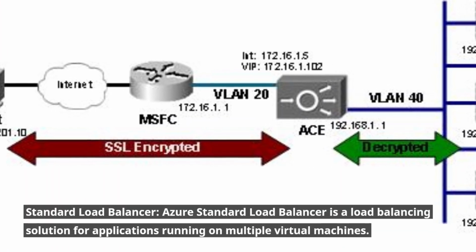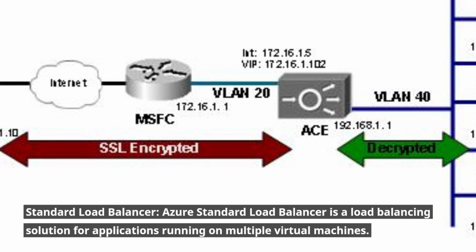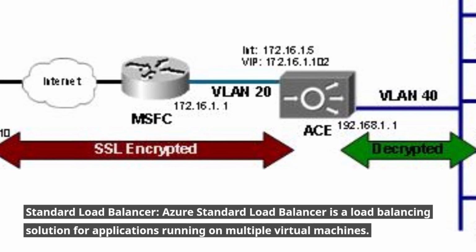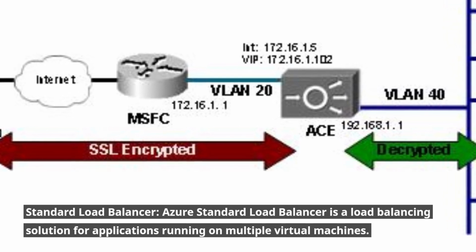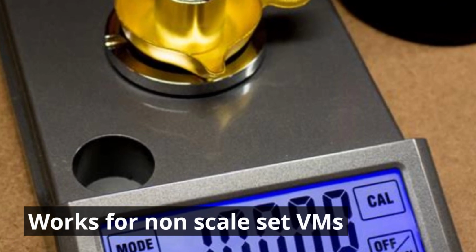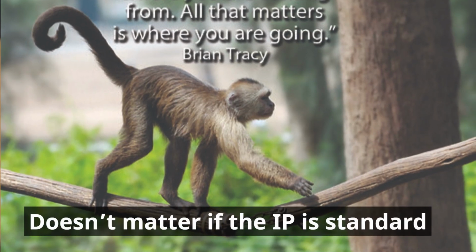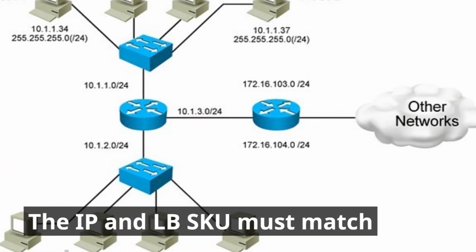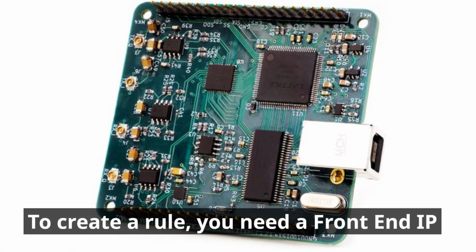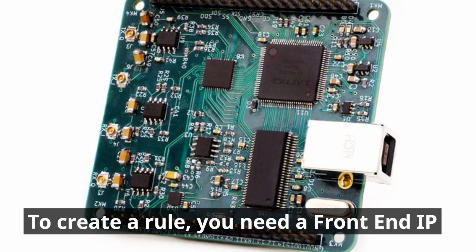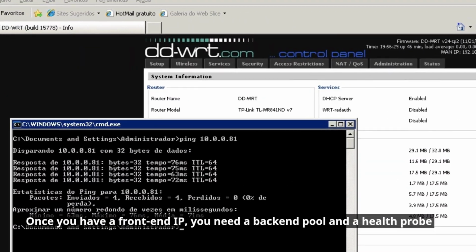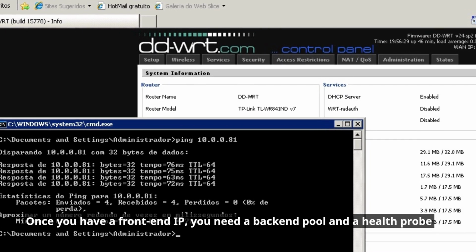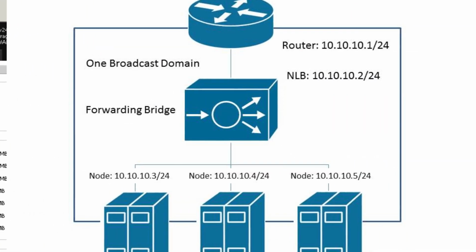Standard Load Balancer. Azure Standard Load Balancer is a load balancing solution for applications running on multiple virtual machines. Works for non-scale set VMs. Doesn't matter if the IP is standard. The IP and LB SKU must match. To create a rule, you need a front-end IP. Once you have a front-end IP, you need a back-end pool and a health probe.